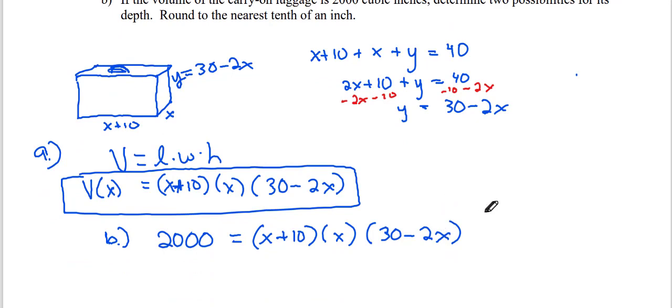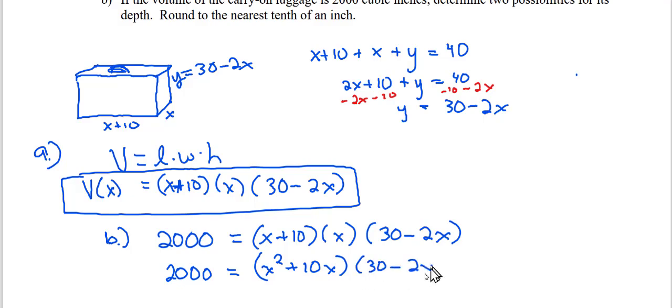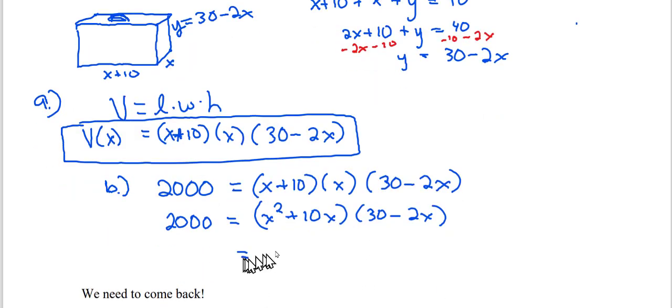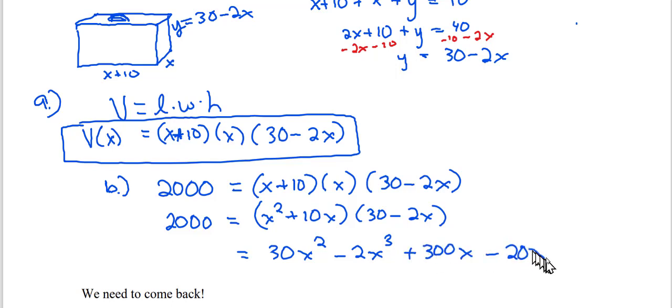Okay, well, we're in a little bit of a hard part here because you can only set factors equal to 0 if, in this case, the left-hand side is equal to 0. So that is not going to work. We are going to have to multiply this out. First, let's distribute that x into the x plus 10, and then we'll distribute out the right-hand side of this. We have 30x squared minus 2x cubed plus 300x minus 20x squared is equal to 2,000.